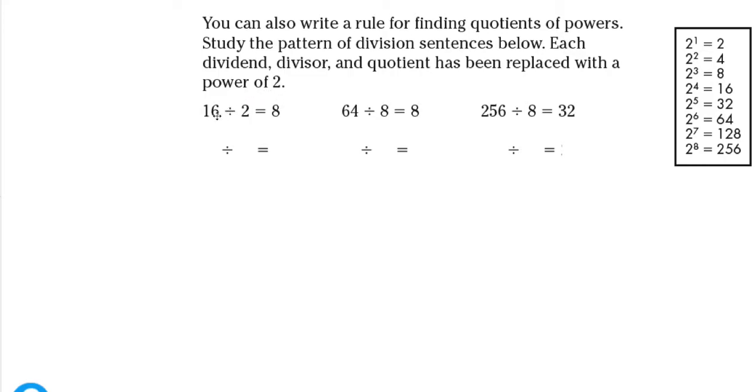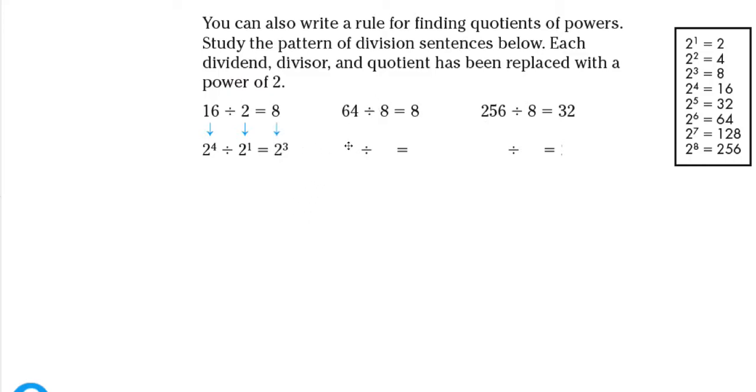Okay? So 16 divided by 2 equals 8. 64 divided by 8 equals 8. We all know that. And 256 divided by 8 equals 32. And we will use this table right here to find out the power of 16. So 16 is 2 to the fourth power. We know that. Okay, and 2 is simply 2 to the first power. And 8 is 2 to the third power.